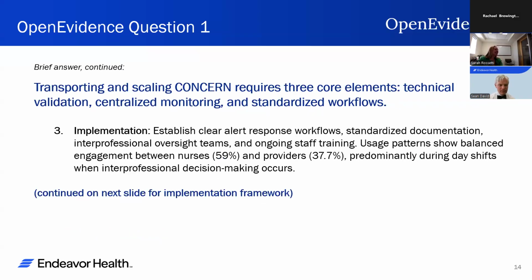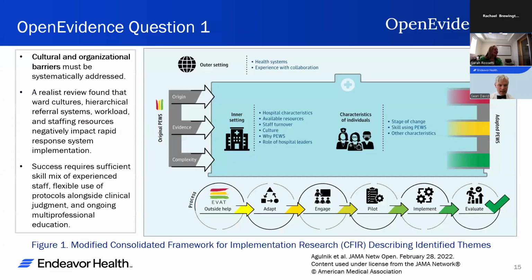Implementation: clear alert response workflows, standardized documentation, interprofessional oversight teams, and ongoing staff training. Okay. And then OpenEvidence provided the CFIR framework as an example of how to do this, and really understand the inner setting, as well as addressing the external factors, our competitive healthcare market, cost drivers, and then the process of doing this using implementation science principles.